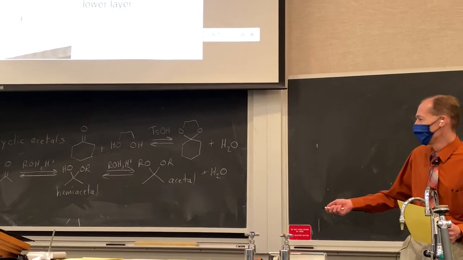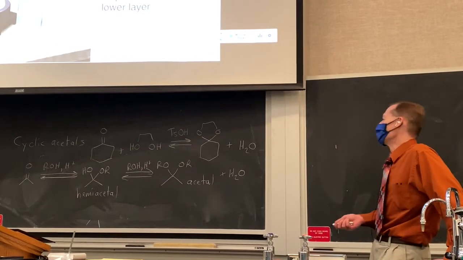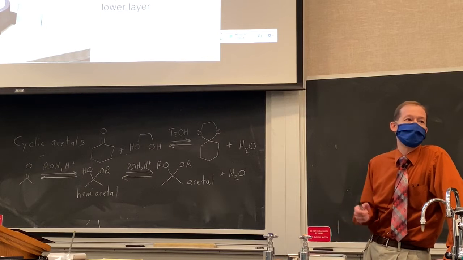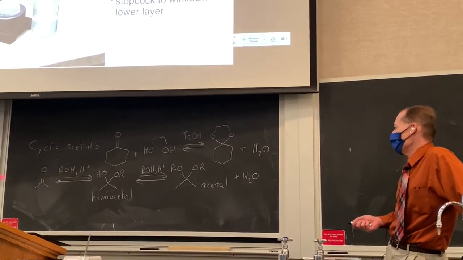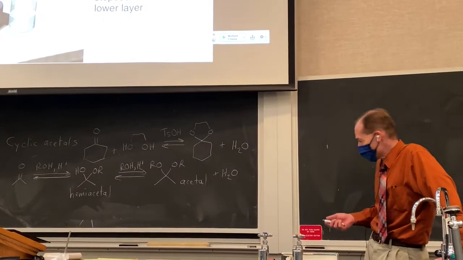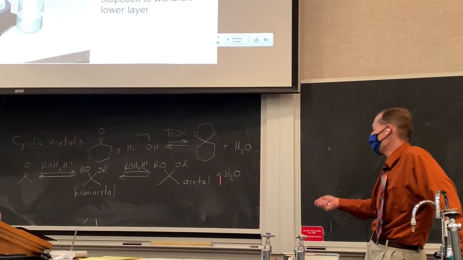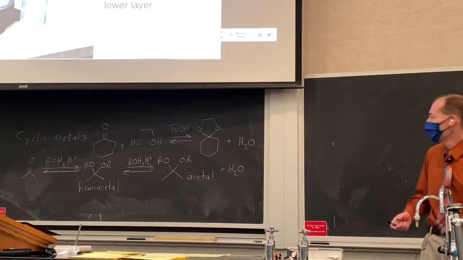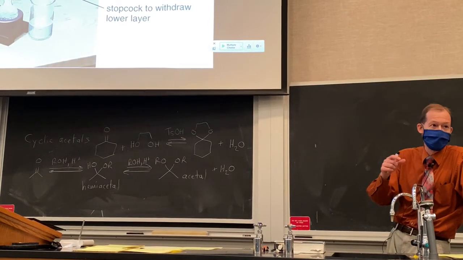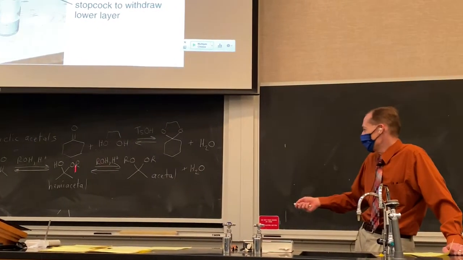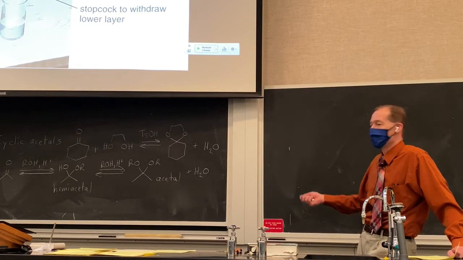This first equilibrium is usually quite unfavored. It's very, very similar to forming a hydrate from an aldehyde or a ketone. In fact, the mechanism is the same. And so this equilibrium is unfavorable, and in order to drive it to completion, we have to remove the water at the end. So we typically would have a very, very small amount of a hemiacetal present, but any hemiacetal that gets formed can be converted into the acetal essentially irreversibly if we are removing the water.